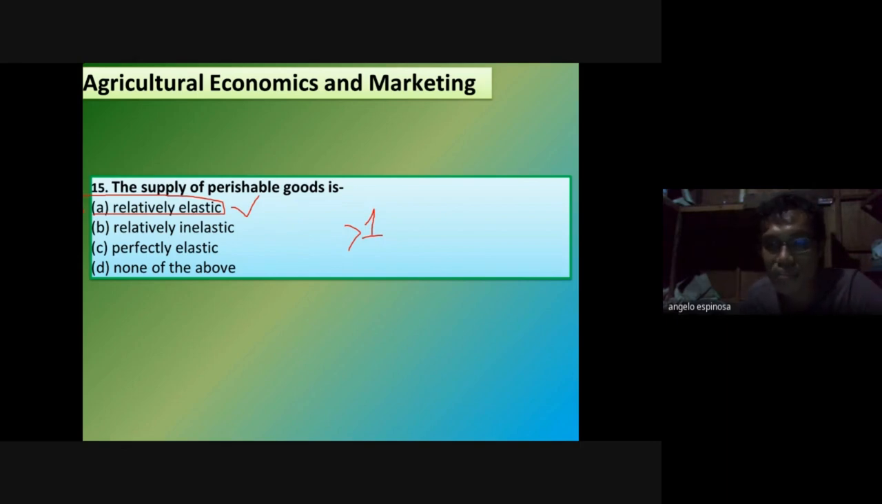Okay, and then count the number of your correct answers and put your scores in the chat box. So, all right, that's our discussion for tonight. Okay, so that is elasticity. Hopefully, you guys have already the idea.